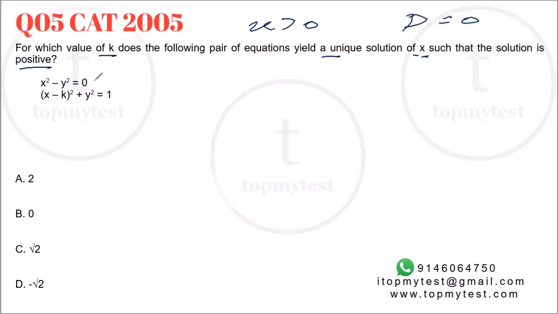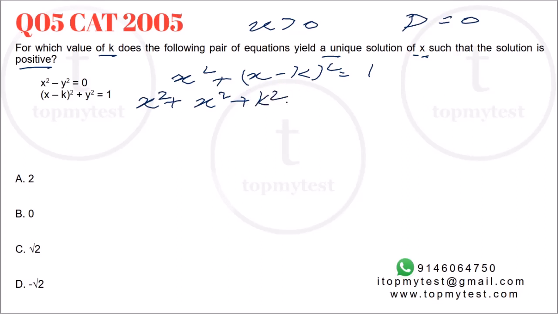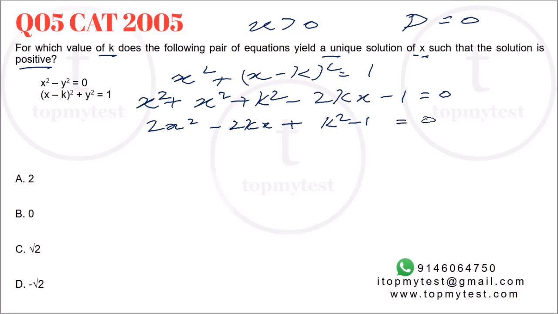If I add these two equations, you'll get x square plus (x minus k) whole square equals 1. If you rewrite this, you'll get x square plus k square minus 2kx minus 1 equals 0, or 2x square minus 2kx plus k square minus 1 equals 0. What will be the roots of this equation? Root of this equation would be x equals 2k plus minus square root of the discriminant divided by 2.